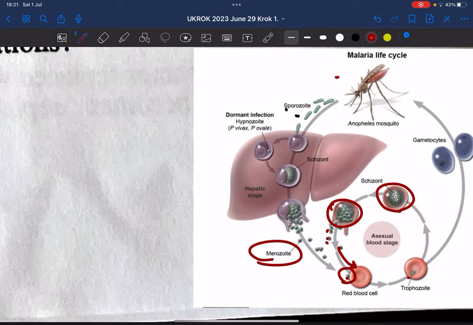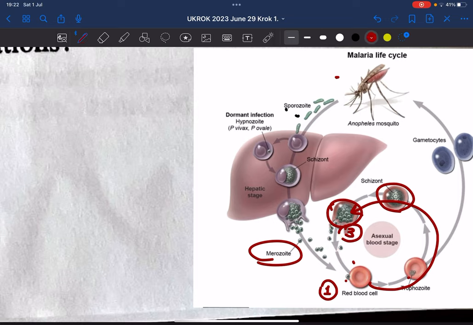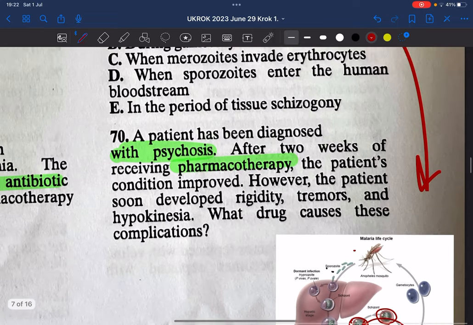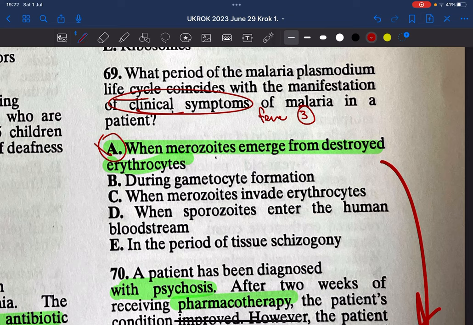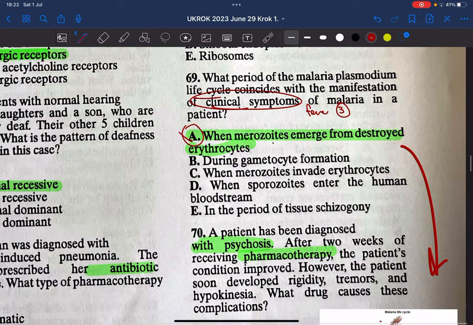So let's imagine here the merozoite enters the red blood cell. It takes about 3 days to multiply. And on the 4th day, for example, the red blood cell bursts and the merozoites go out. This high amount of merozoites going out suddenly will activate pro-inflammatory molecules such as cytokines, which will trigger the fever, and we will have the clinical symptoms of malaria. That's why we have them every 3 days. So in my opinion, this is when merozoites emerge from the destroyed erythrocytes.